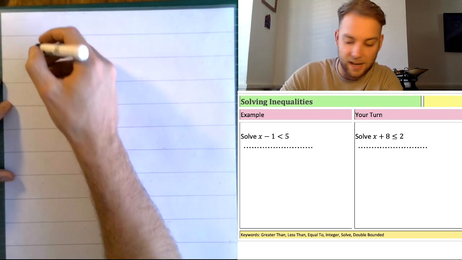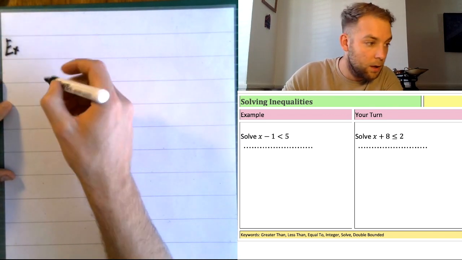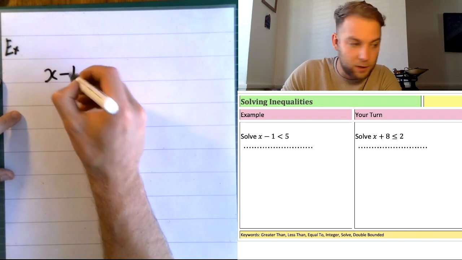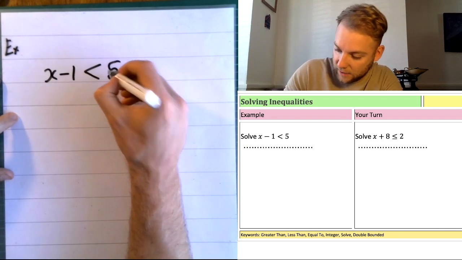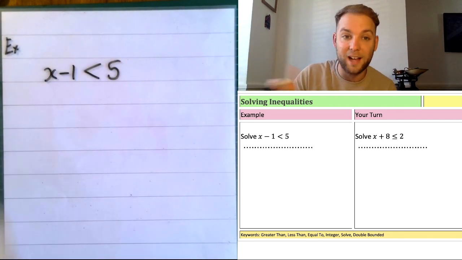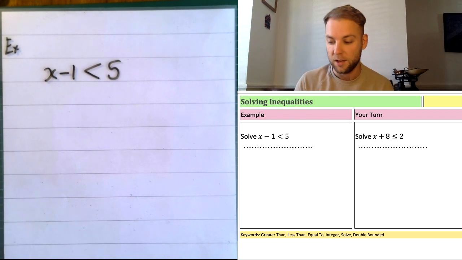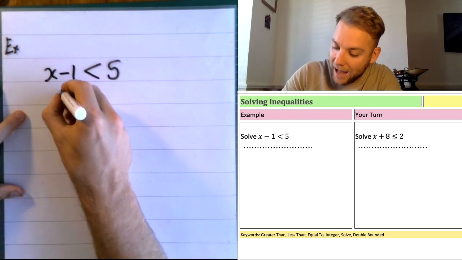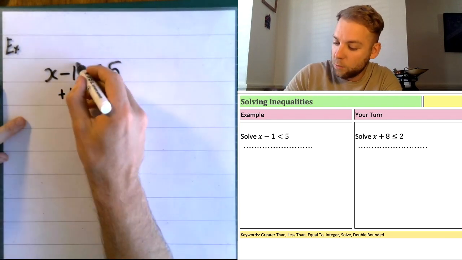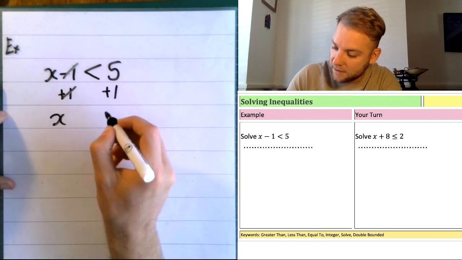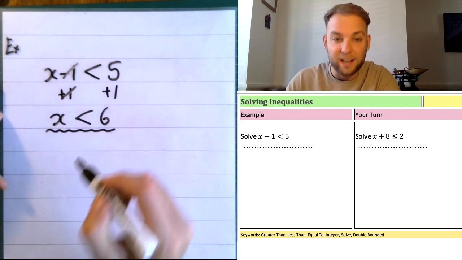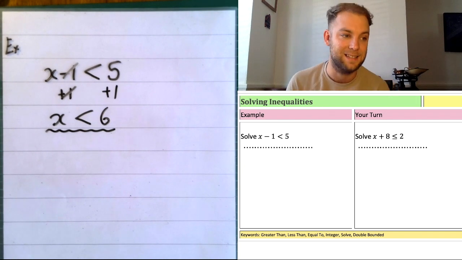Okay, so let's have a look at this first one. Example 1: solve x subtract 1 is less than 5. Now, if this was an equation, we'd need to get rid of that negative 1, and it's exactly the same here. So I get rid of a negative 1 by adding 1 to both sides. If I add 1 to the left-hand side, I'm just left with x. If I add 1 to the right-hand side, I'm going to have 6. And that is your final answer for this one: x is less than 6.